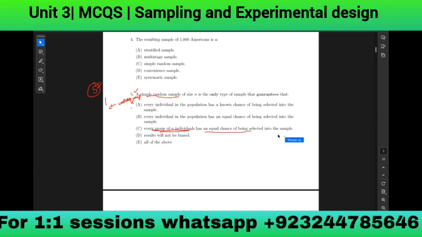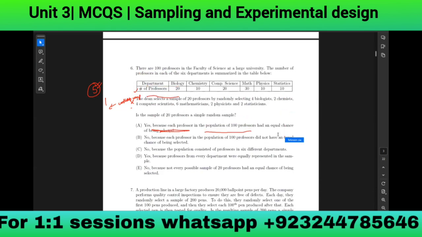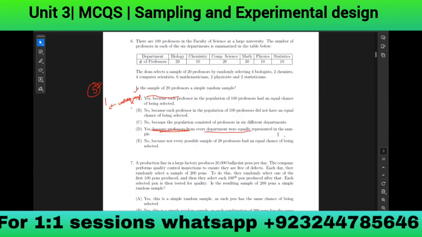Now come to MCQ number 6 and see if this is happening or not. B. No. So basically, the point is that every group does not have an equal chance of being selected. See, they are selecting four from biologists, but two from chemistry, then four from computer science, then six from math. So they are not giving an equal chance of selection from each group. So the answer is no. But what is the reason?